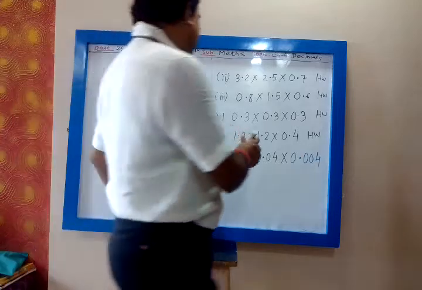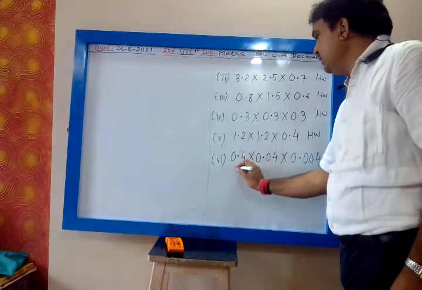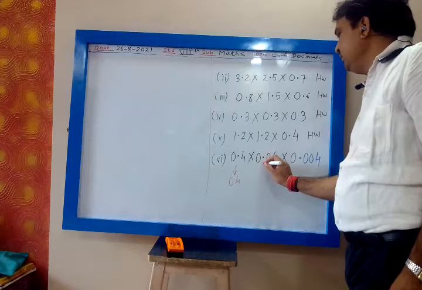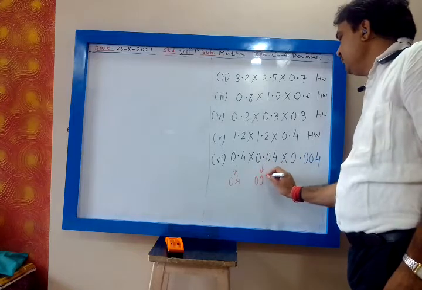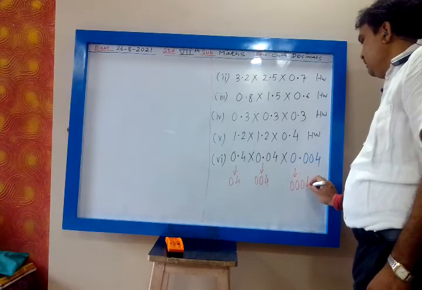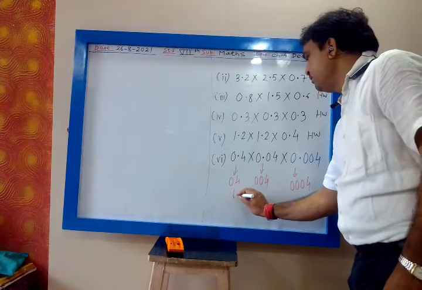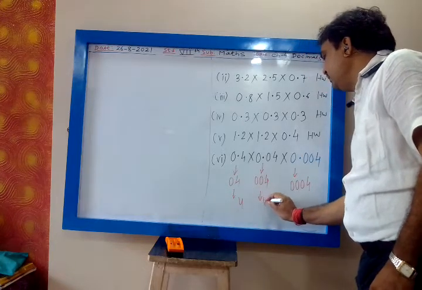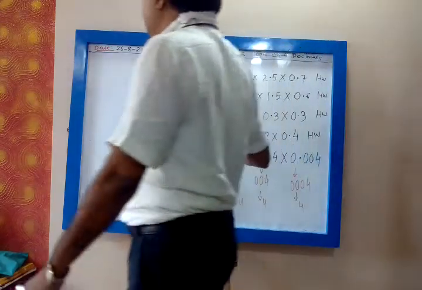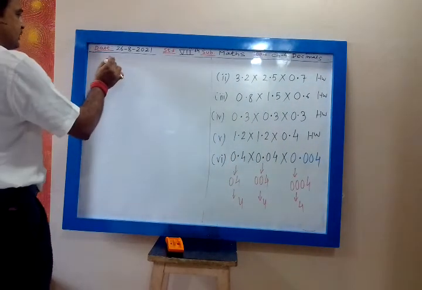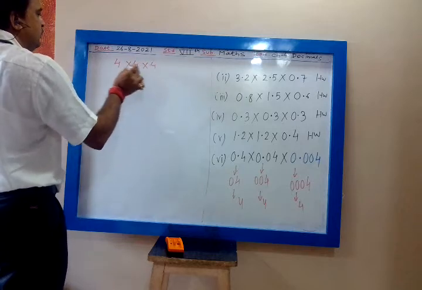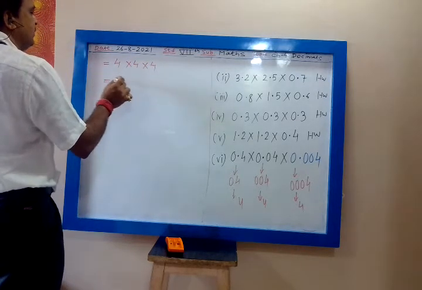See here. Remove the decimal. What is left? 0 4. Remove the decimal. What is left? 0 0 4. Remove the decimal. What is left? 0 0 0 4. 0 4 is same as 4. 0 0 4 is same as 4. Okay. So basically you have to multiply three numbers. 4 into 4 into 4. What is 4 into 4 into 4? That is 64.